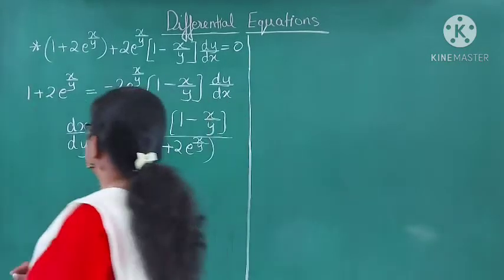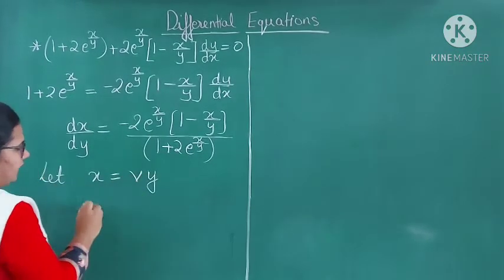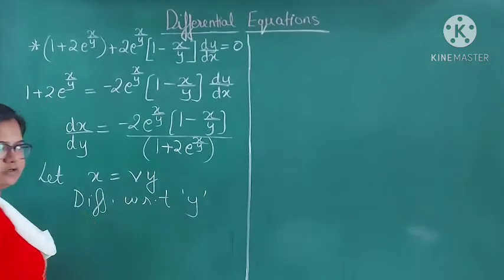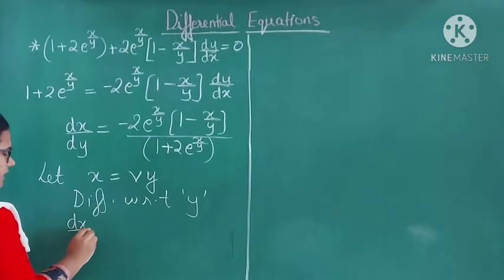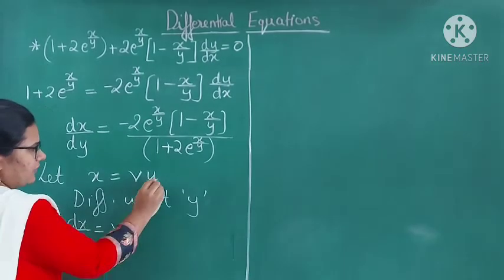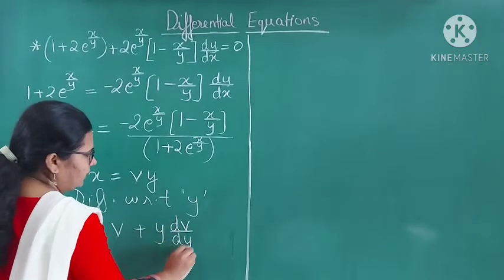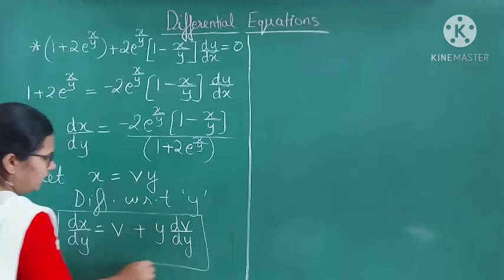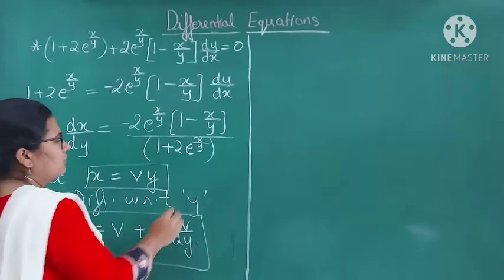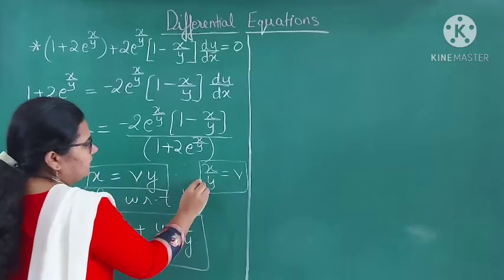So what will be my substitution now? Let x equal to v into y. Differentiate with respect to y. So you get dx upon dy is equal to v into derivative of y, which is 1, plus y into derivative of v with respect to y, which is dv upon dy. In place of dx you will substitute this, and in place of x you will substitute v into y. So what is x upon y equal to? It is v. So this becomes your easy substitution.